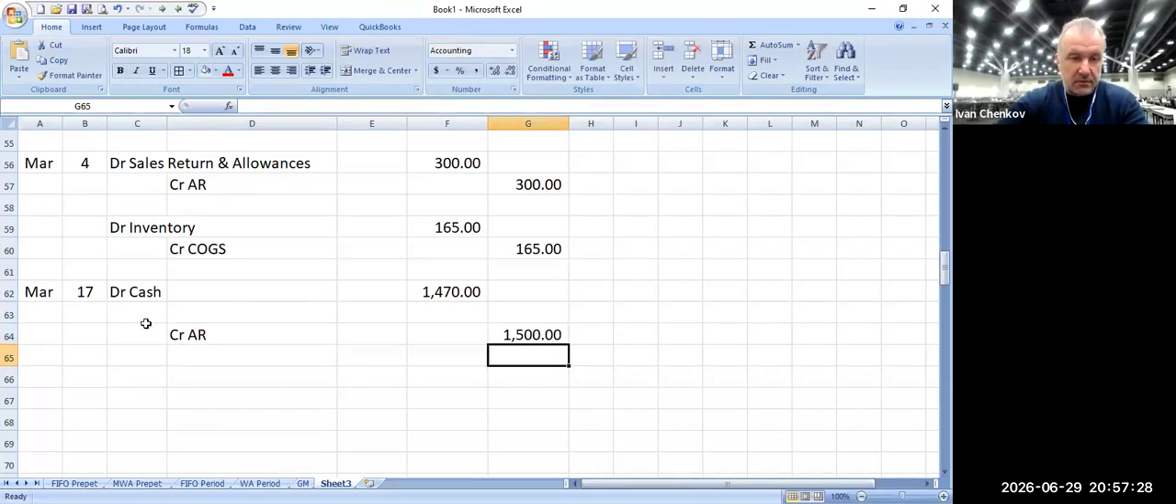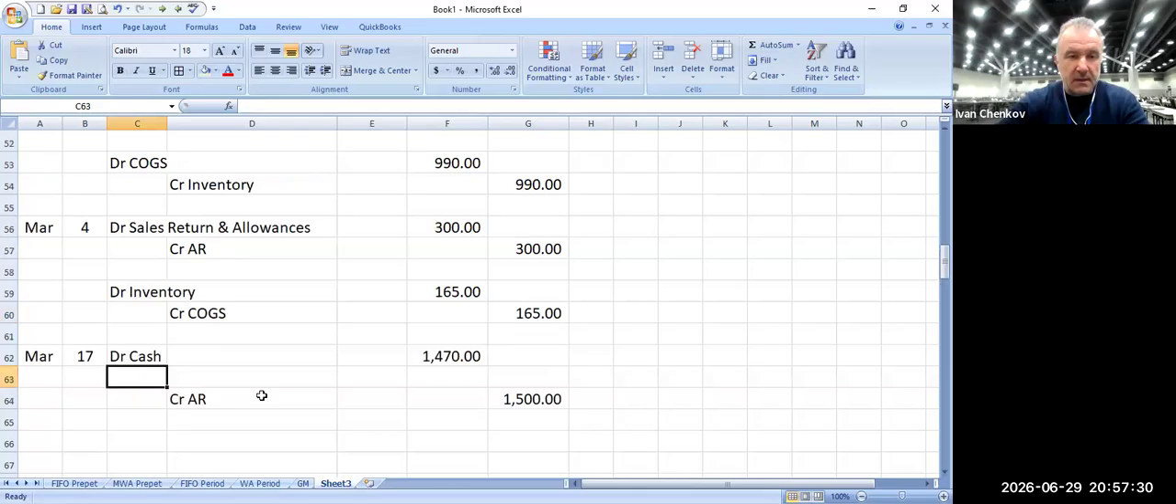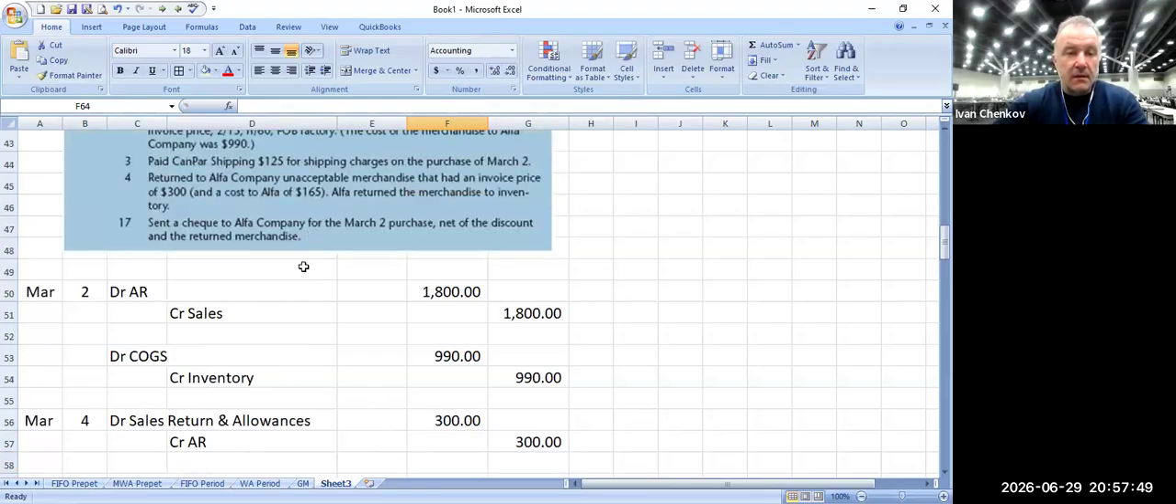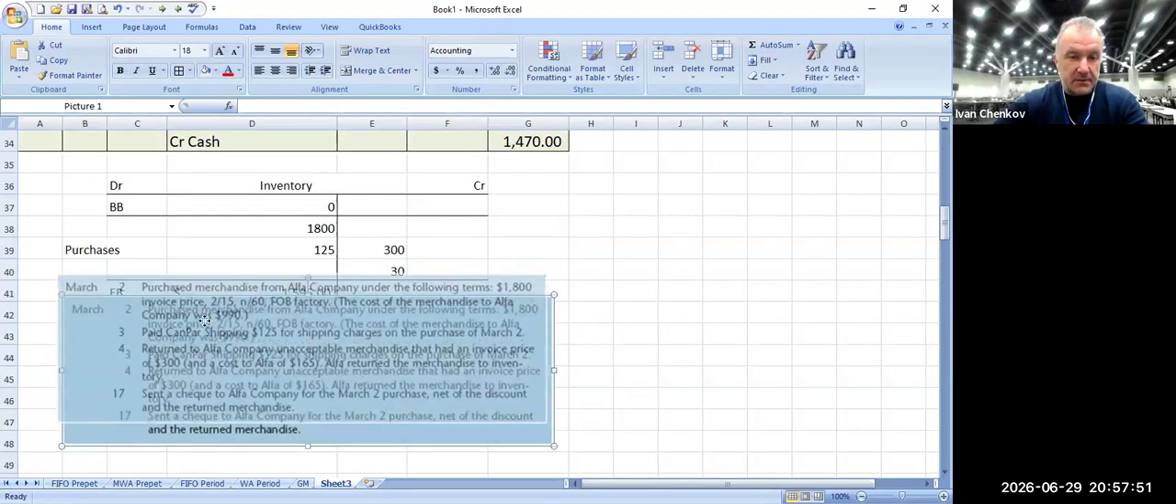So we are short on the debit side. So the client pays $30 less. What will that be for us? That will be debit sales discount, or early payment in this case, and that will be $30. And we are done with this transaction.